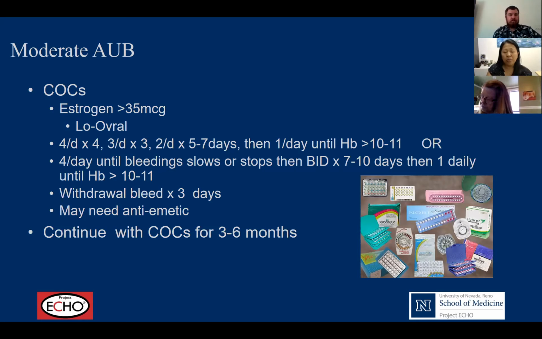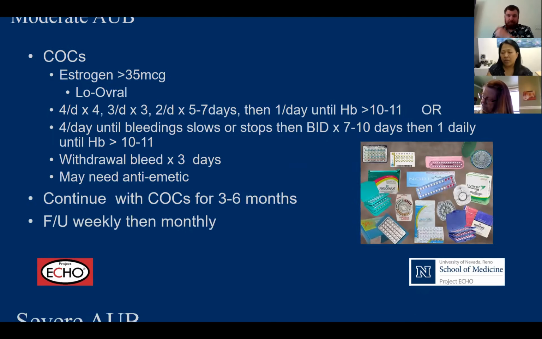Keep in mind though, if those girls have a bleeding disorder, they probably are going to need to be on the pill until they're ready to have babies, because otherwise they'll just have so much bleeding, it's going to be an issue. Then you follow them up weekly and then monthly when you know they're stable.